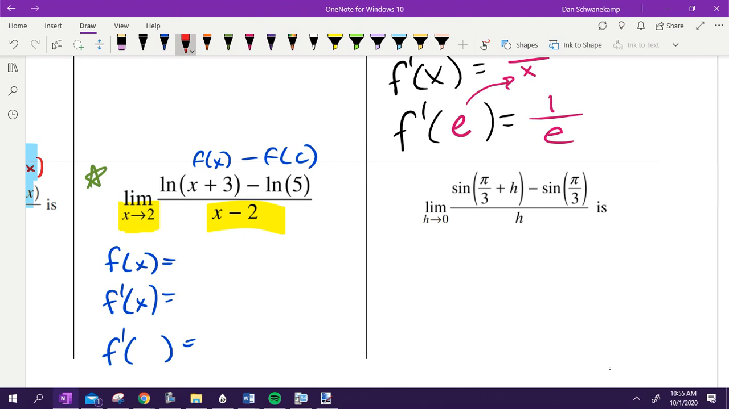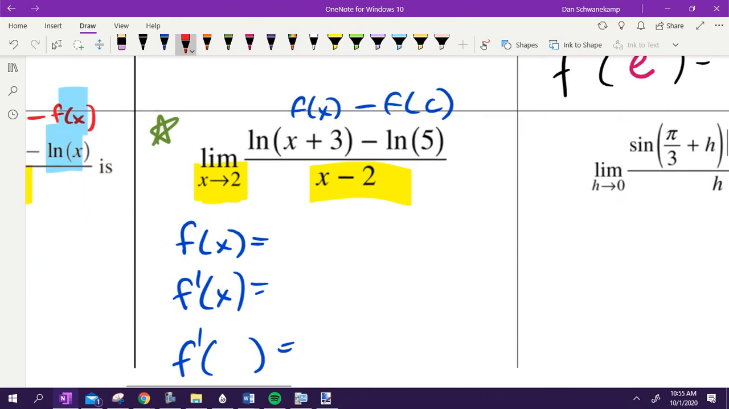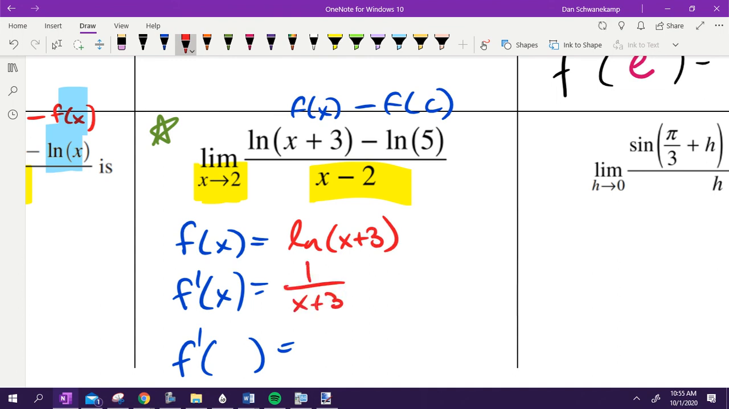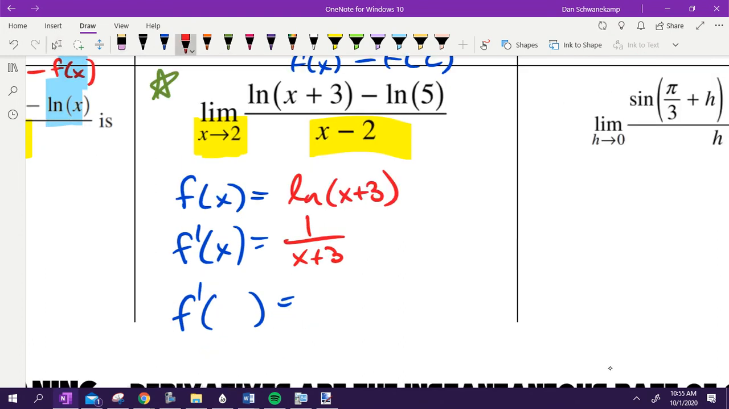So Jesse, what's f of x going to be? ln of x plus 3. And what's the derivative of that going to be? 1 over x plus 3 times the derivative of x plus 3. But remember, that's just 1, because x would get me 1 and 3 would go to 0. And then we're finding the derivative at 2. Since I'm approaching 2, my answer is 1 over 5.